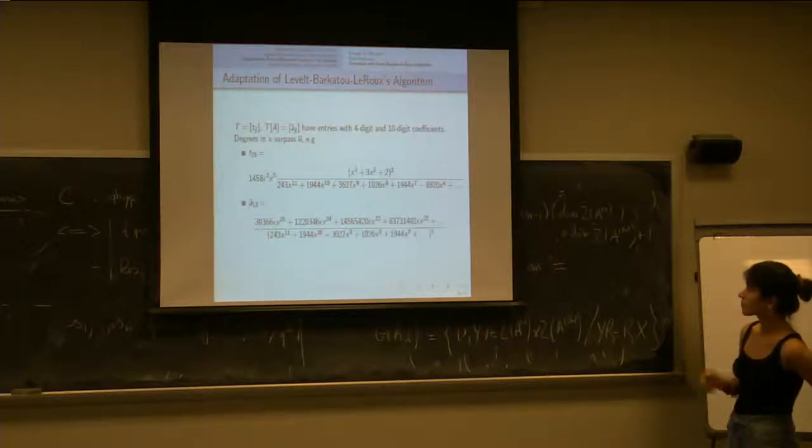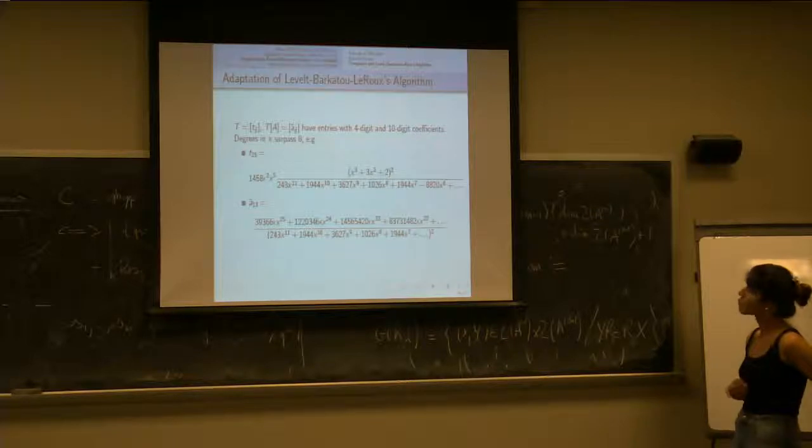However, if you use an adaptation of the Levelt-Barkatou-Lewis algorithm, I call it this way because it is a generalization of Levelt's algorithm to the Pfaffian systems given by Leroux and Barkatou in 2006, we will get very complicated coefficients. Here I show only one entry from T and one entry from A because there is no space.